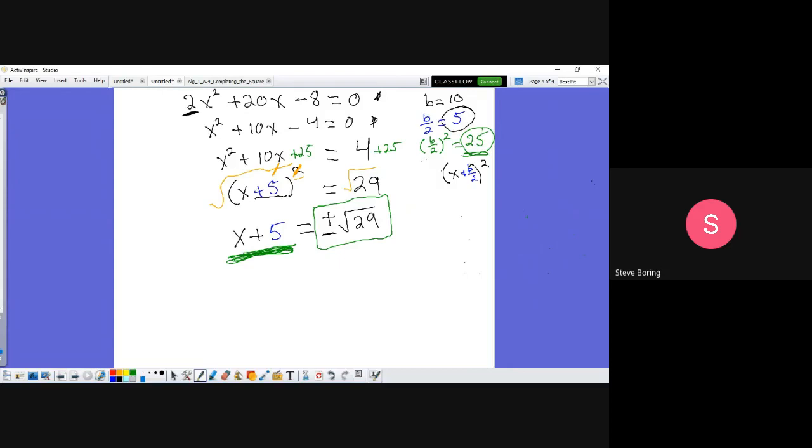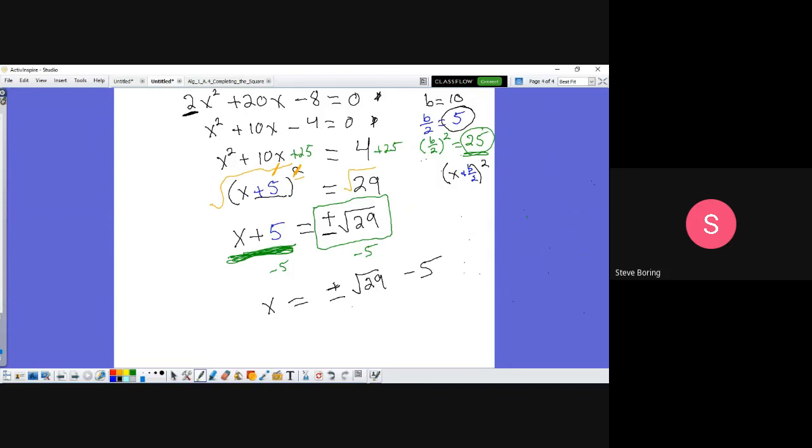Well, you would just subtract 5 from both sides. So I subtract 5 here, I subtract 5 here. And that would leave you with x equals, which is what we want, we're solving for x, the positive or negative result of the square root of 29 minus 5. That's correct. However, most mathematicians don't write it this way.